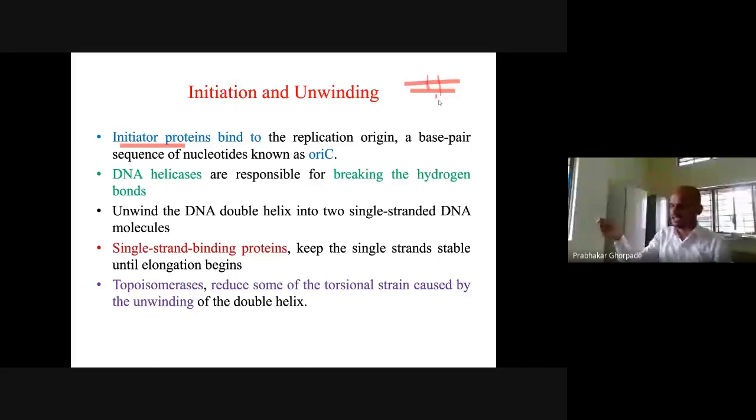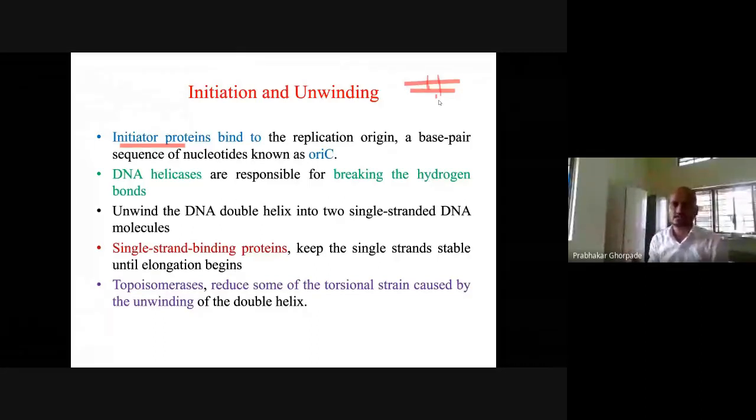Likewise, we have topoisomerase, which reduces some of the torsion strain caused by the unwinding of the DNA helix. Once the DNA unwinds, some torsion strain happens at the back end of the DNA. DNA will try to coil on itself, so we want to remove that torsion. To remove it, we have the topoisomerase enzyme, which reduces some of the torsion strain caused by the unwinding of the double helix.